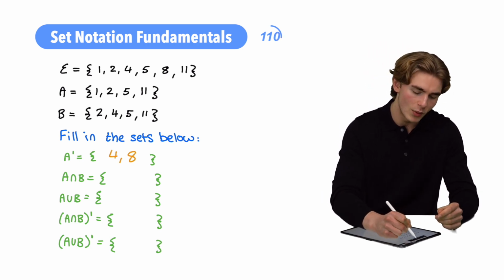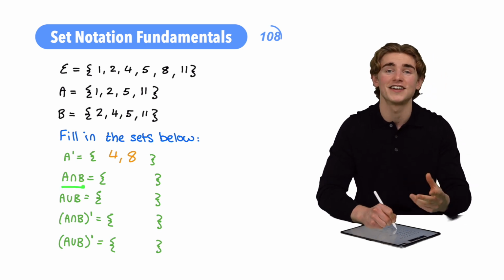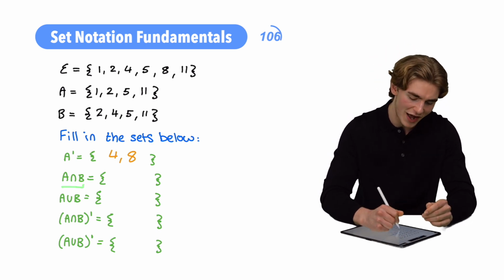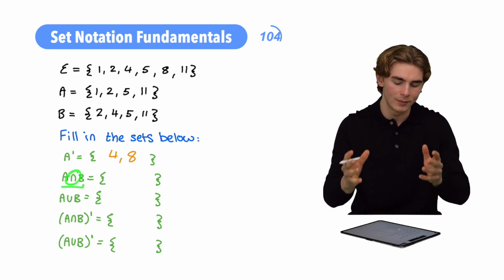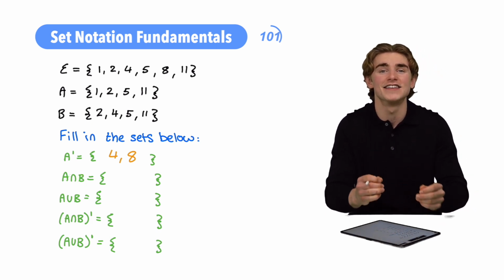What about this next one? We want the set A and B. That's going to be A and B. This sign in the middle, guys, means and. So we're going to want to find the numbers which are in set A and in set B. What are they going to be?